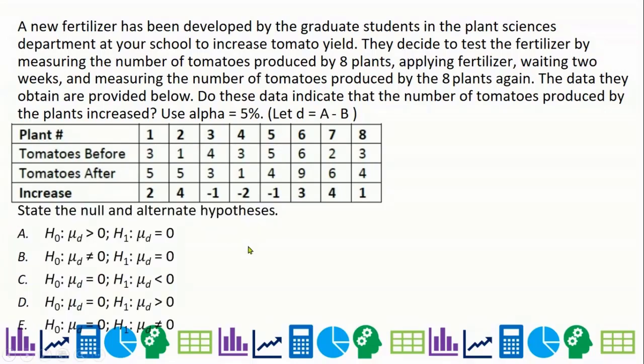Let's go to the next one. State the null and the alternate hypotheses. So when you're stating the null and the alternate hypotheses, the important thing is to say, what are they worried about? Plants what? Okay, so we're like greater than? Yeah, we're trying to increase. Very good. So increase is what we're interested in here. We're increasing the tomato yield. So that means we're worried about greater than.